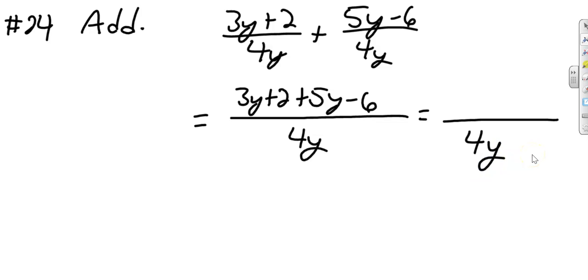And once you've made it one common expression, then the denominator will just be one number. You actually have to work on the top part now, so now you just work on the top part to simplify it out. You've got 3y plus 5y, which would be 8y. 2 minus 6 is negative 4. And then they do tell you that after you add or subtract, whatever they tell you to do here, that you do need to simplify as much as possible.